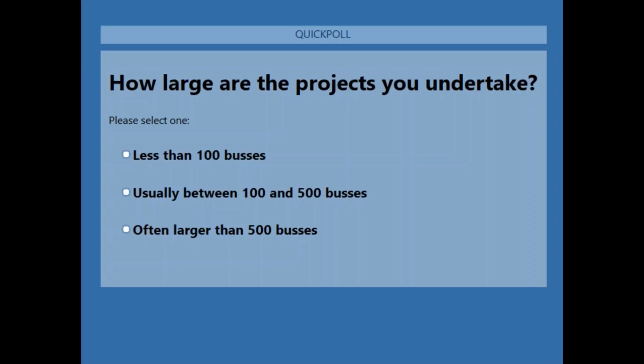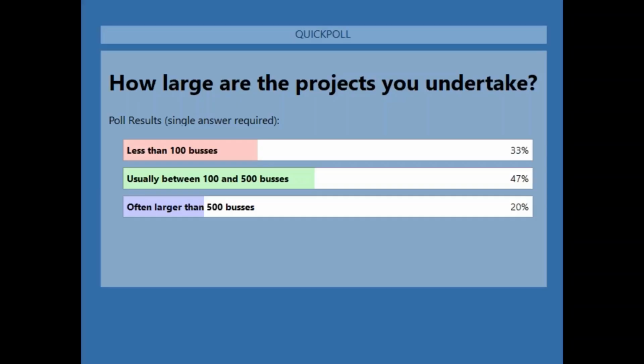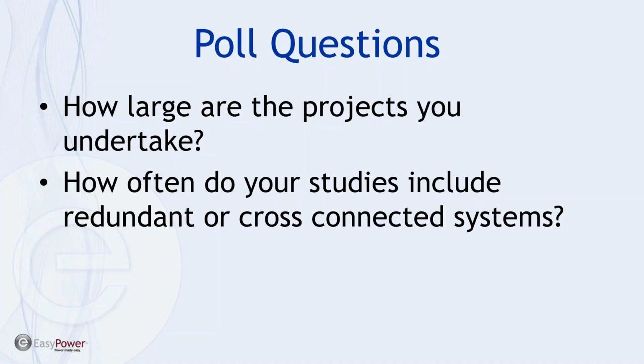Looks like we have a quorum. Let's give this about another 10 seconds. Thank you. So here's how people have weighed in on this. It looks like a fairly normal distribution as far as a 3-topic distribution can go. And then the second question is, how often do your studies include redundant or cross-connected systems?